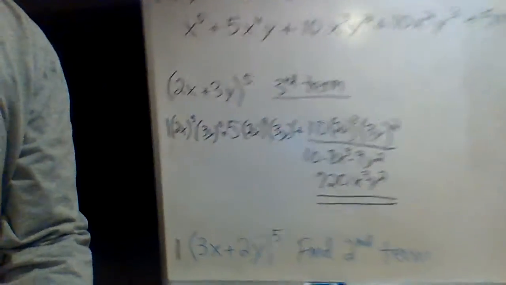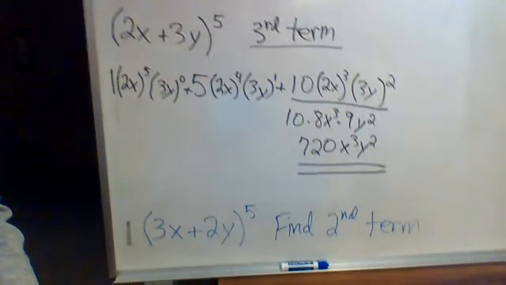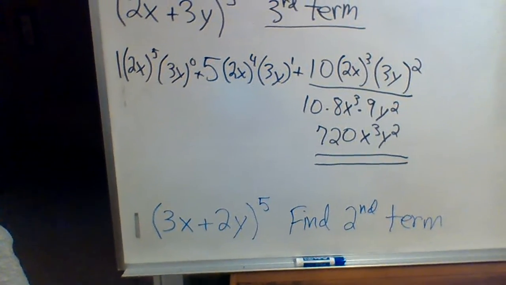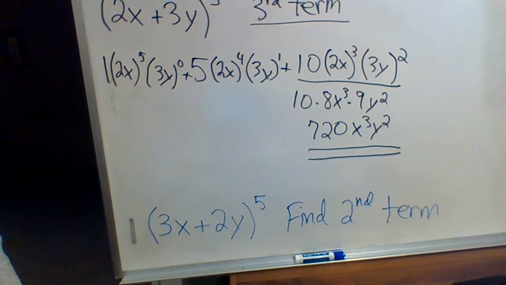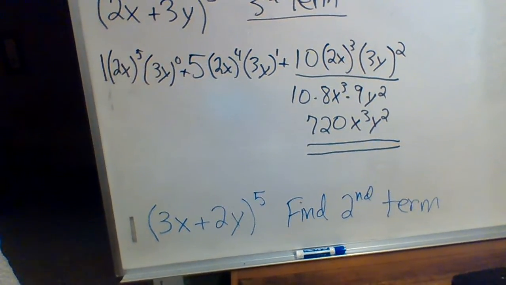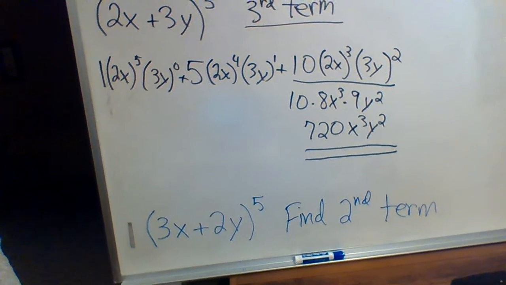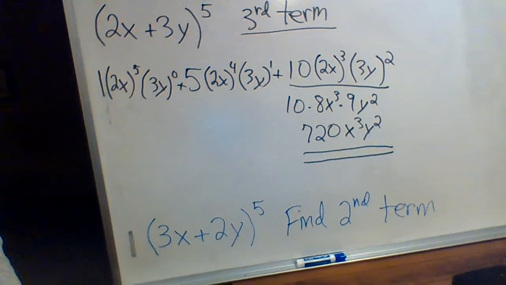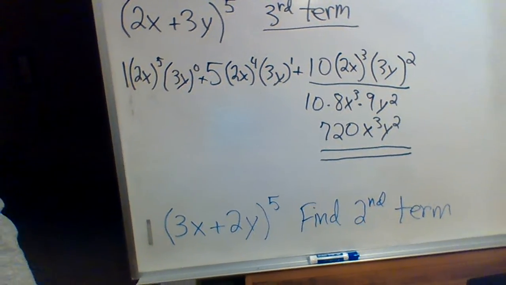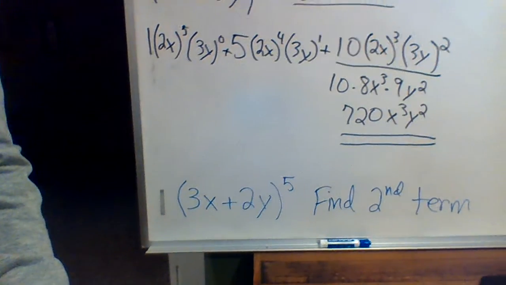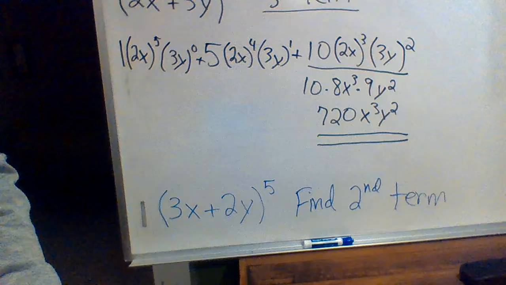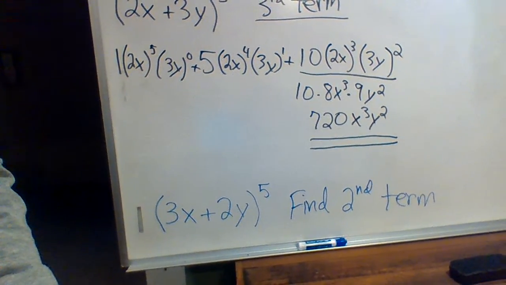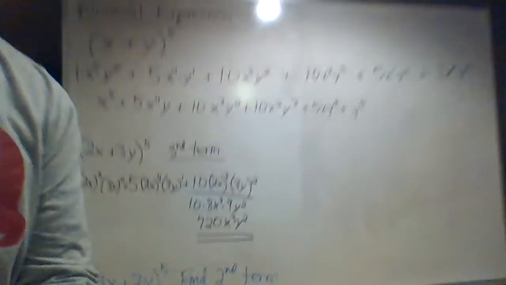And here's our problem. Okay. So again, I'm giving you one pretty similar: 3x plus 2y, to the 5th power. And then I want you to find that second term. So just the second term on this one. Just enter that in the best you can in the journal. I know that's a little challenging to type in the journal, but do the best you can, okay?